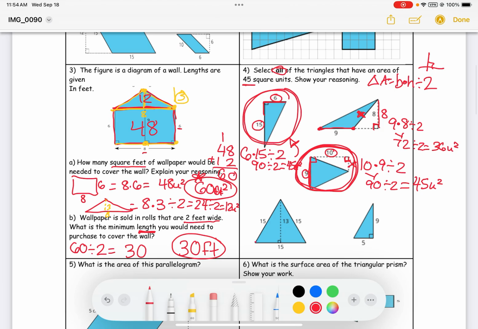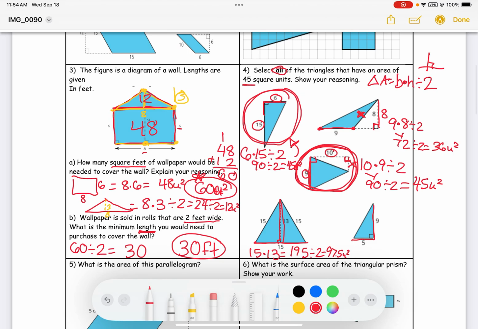This one at the bottom looks like the base is 15 because I see this right angle, and the height is 13. I already know 15 times 13 is going to be way too big divided by 2. So 15 times 13 is 195, and 195 divided by 2 is 97.5 units squared. So if you already see the base times the height divided by 2 is going to be too big, you don't need to finish it, but you can if you want.